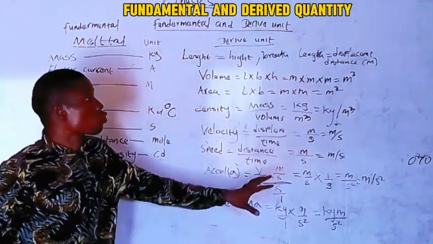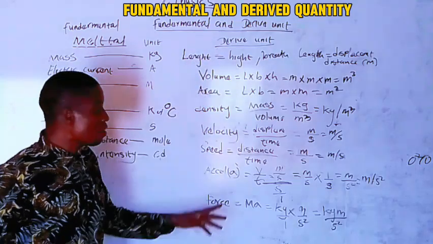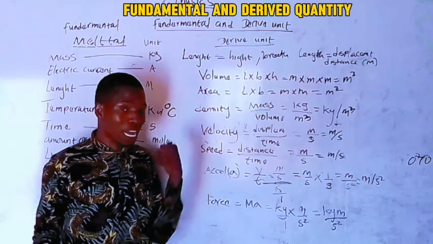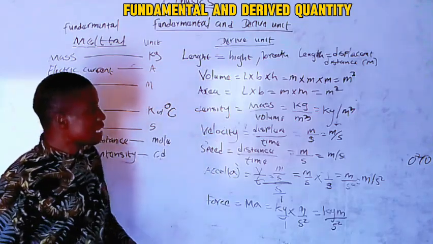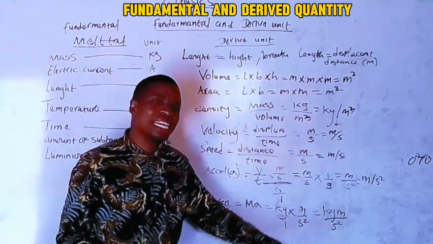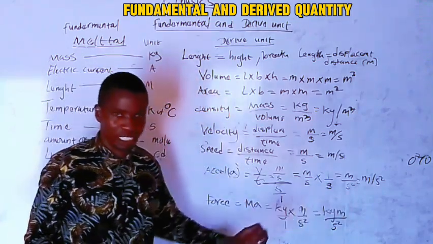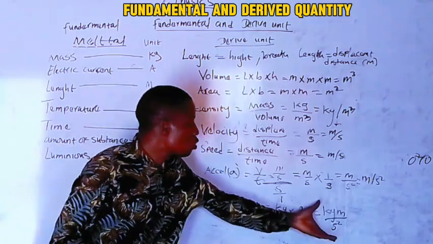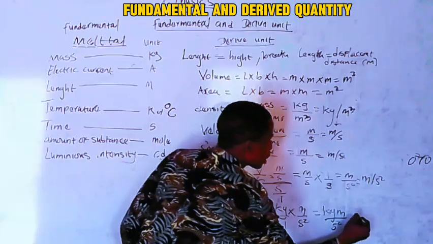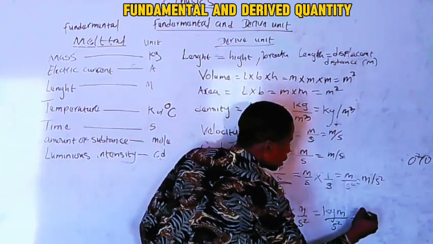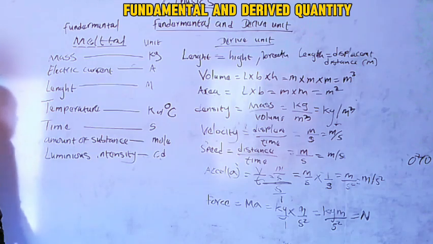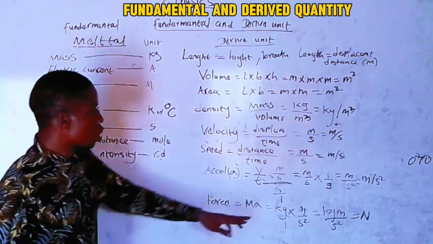Because they use this to form what? To form derived units. They use fundamental units to form derived units. Remember, that's what we are talking about. Now, do you see that it has many units? That's why we don't use this one. We now call all of this the same thing: Newton. Notice that we call it Newton.